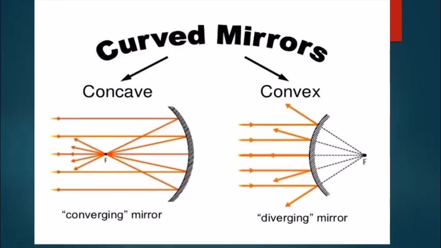Now, a concave mirror is also called a focusing mirror. This is because, as shown in the figure, the parallel rays get focused after reflection in the mirror, and the size of the image produced by these mirrors can be larger or smaller than the object.